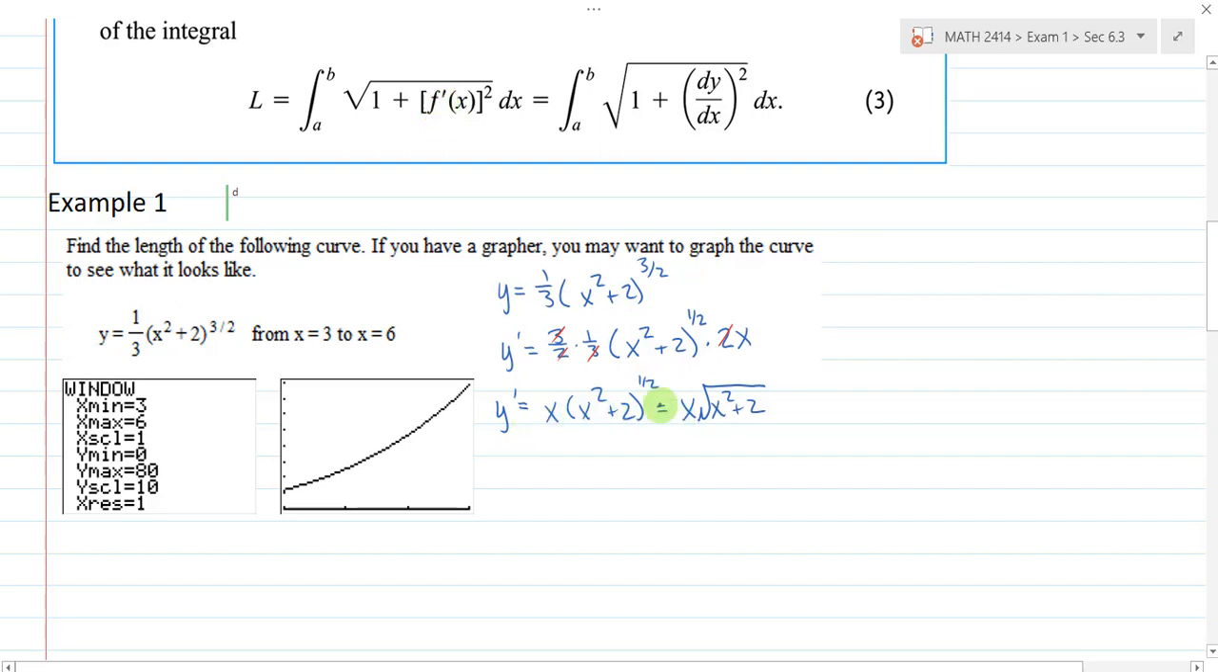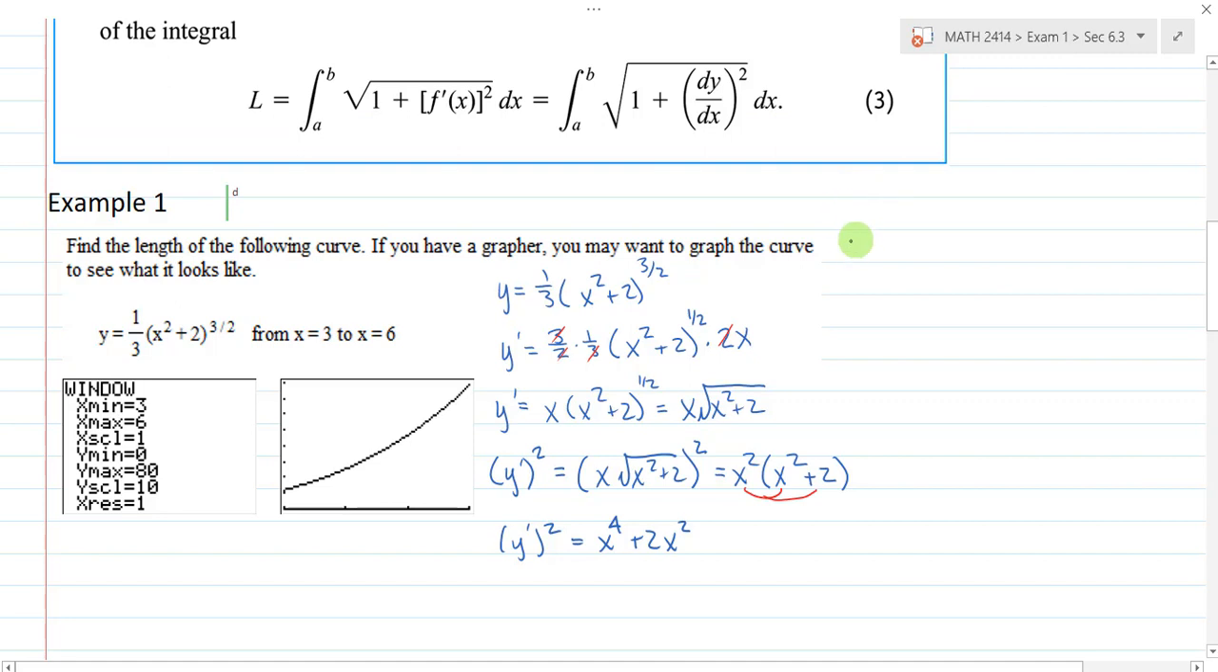So here's the derivative, and when I square that derivative, I'm going to square x times the square root of x squared plus 2. And remember, this power distributes across a product, so that means that we're going to get x squared times x squared plus 2 because the square of the square root is just the radicand. And then I can go ahead and distribute this x squared across here, and that's going to give me the derivative squared is equal to x to the 4th plus 2x squared. So now I'm ready to plug this into my formula for arc length.